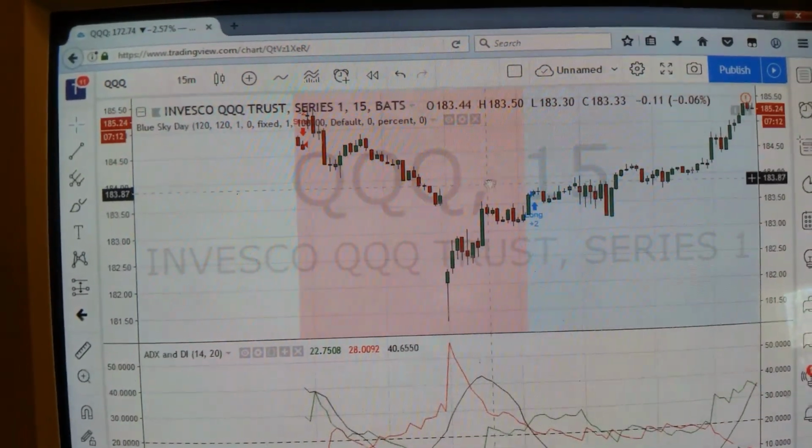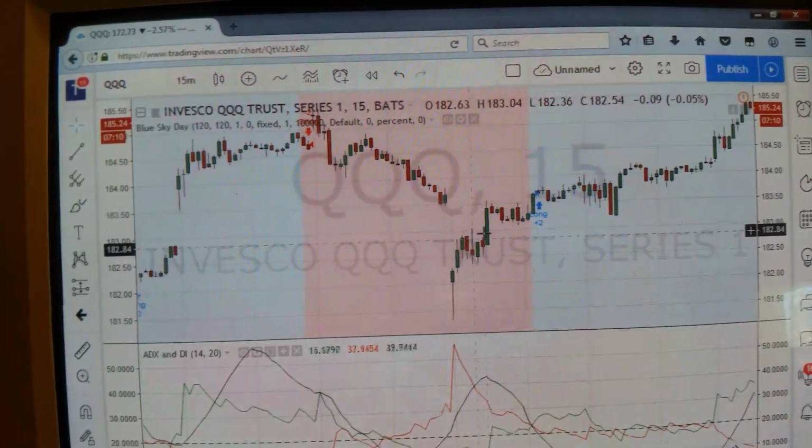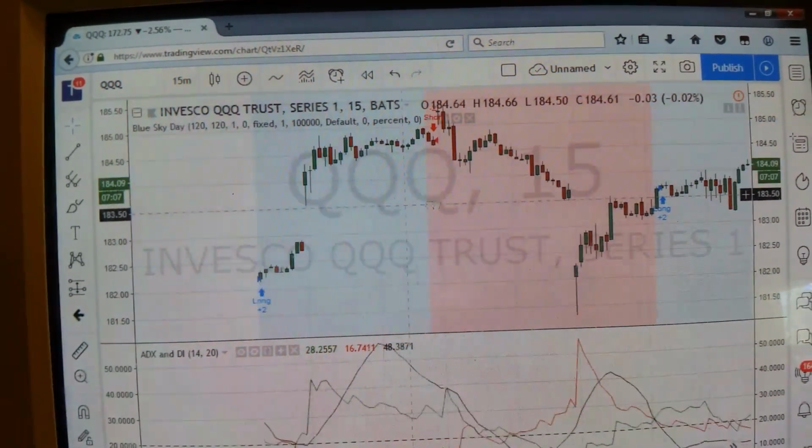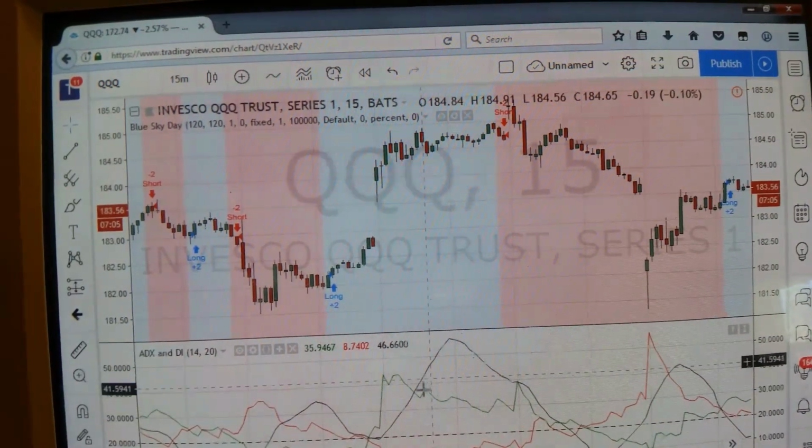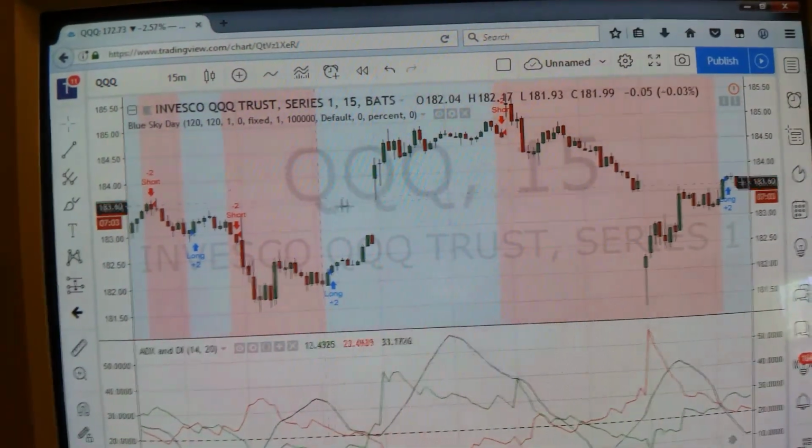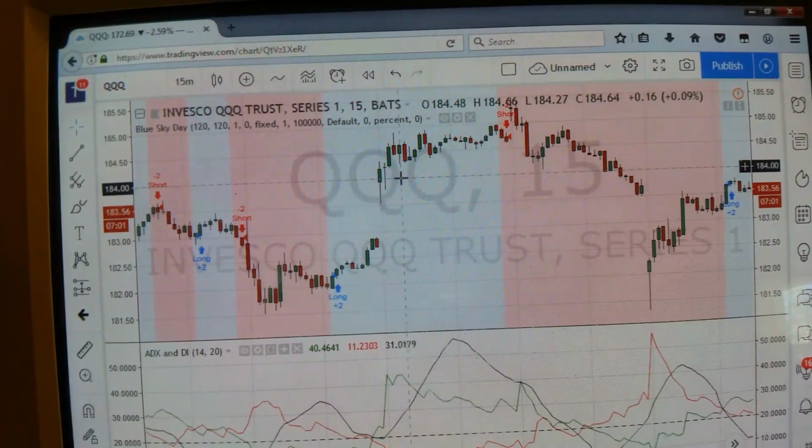Blue Sky Day. I mean, look at this. Solid indicator. Tells you what's happening. Especially when this ADX line is above the low point, so it's not just going sideways, and you can make some decent money. Any questions?